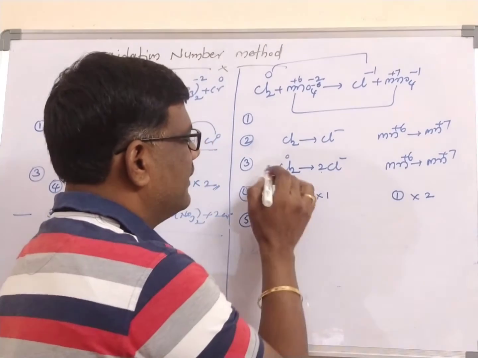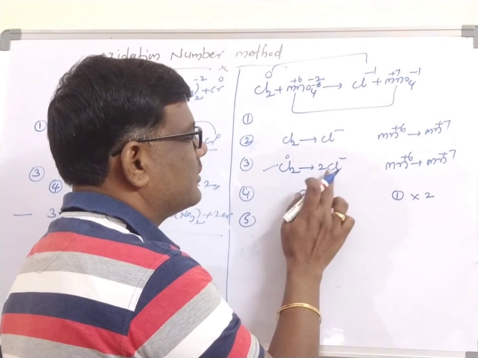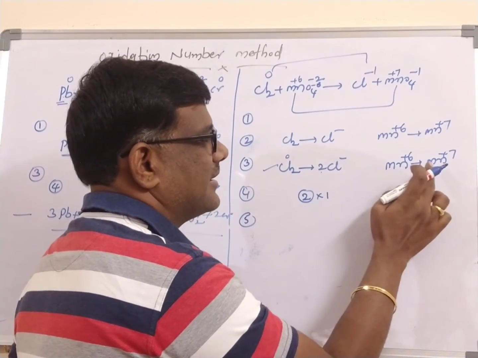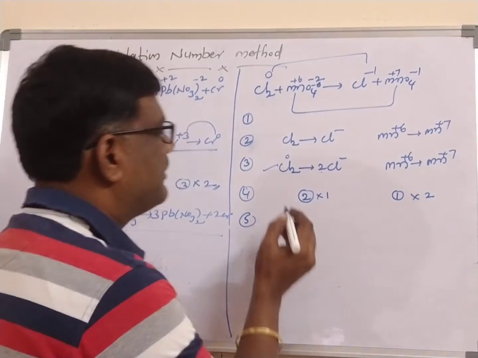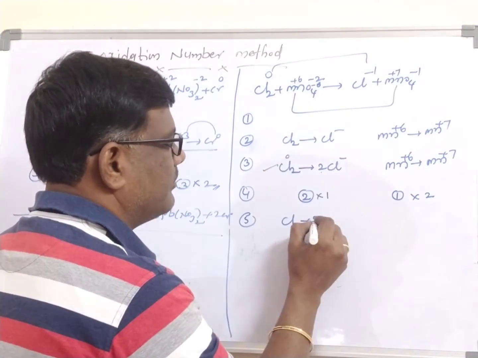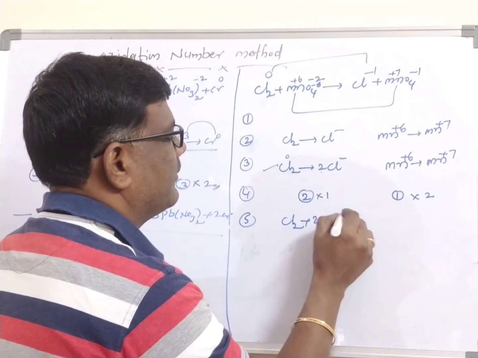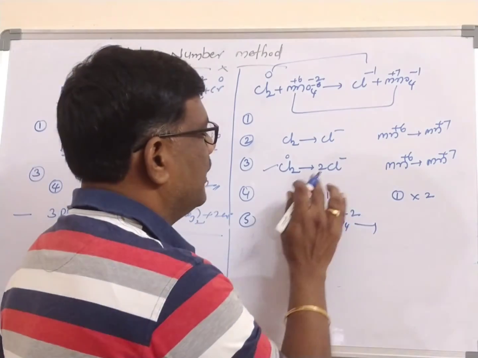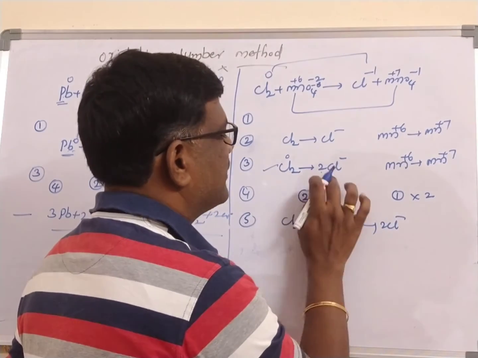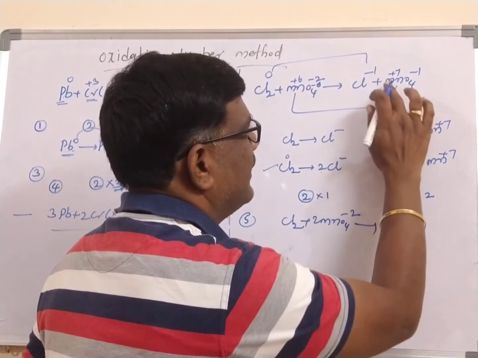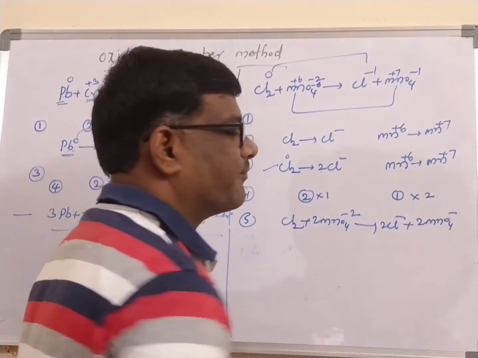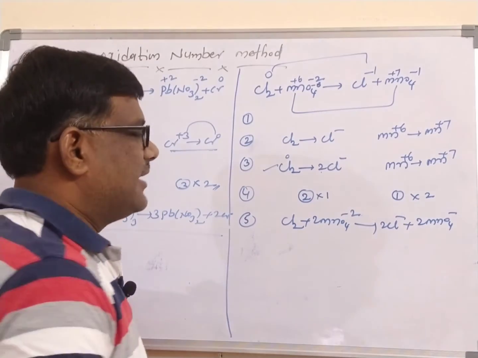What is the meaning of this? In this equation, Cl2 to 2 Cl minus is multiplied by 1. Where you have Mn plus 6, the Mn is multiplied by 2. So I am taking the same equation: Cl2 plus MnO4 minus 2, which must be multiplied by 2. So 2 MnO4 minus 2 will give you 2 Cl minus. Here we take 2 Cl minus because we balanced with respect to the atom, and where you have the manganese, it is multiplied by 2: 2 MnO4 minus.